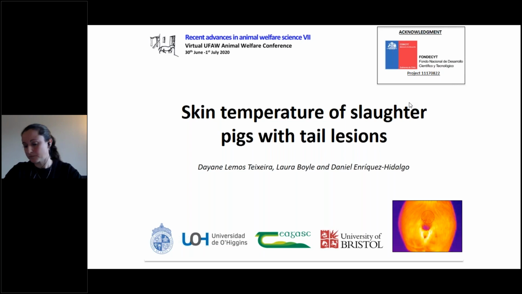Another one was, does the sex of the pig affect the temperature variation during the study? Did you look at that? Yeah, I looked at it and we didn't find any effect of the sex of the pig on the results. Okay.